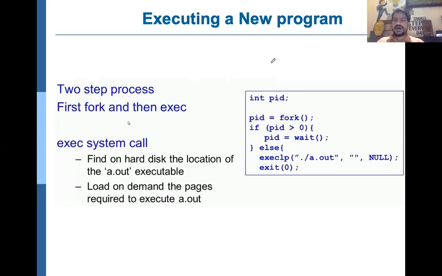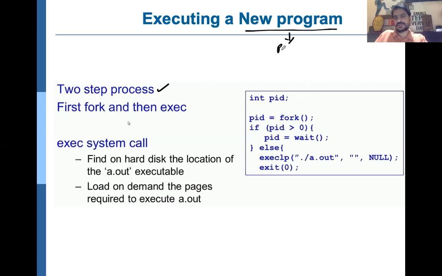Now let's see how we execute a new program. It means how we make a process. Executing a new program means making a process. So how do we make a process? Making a process is a two-step process. What is the meaning of a new program? A new program means making a process. To make a process, we have two steps.